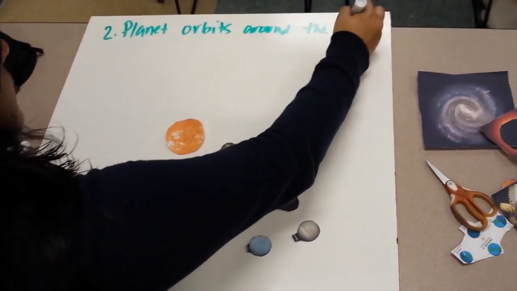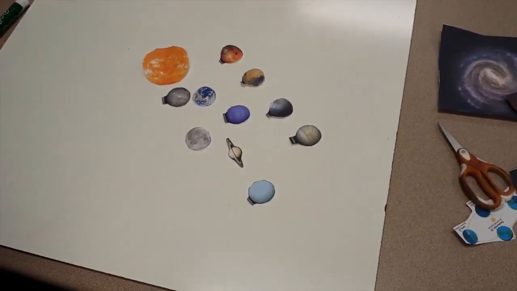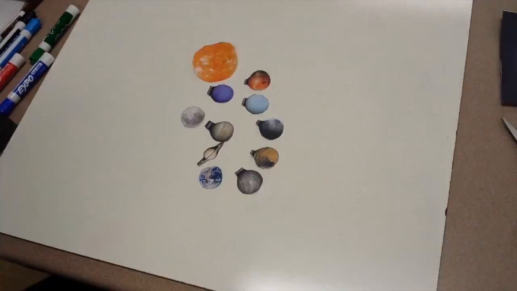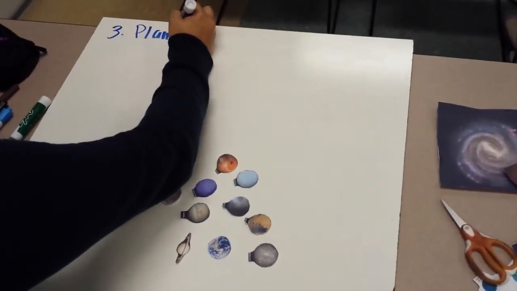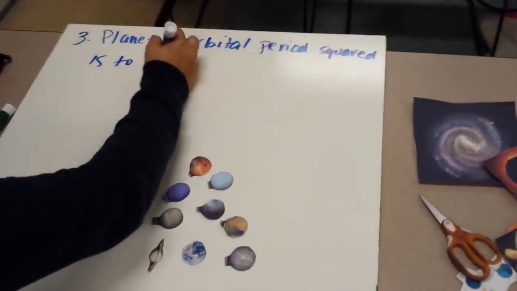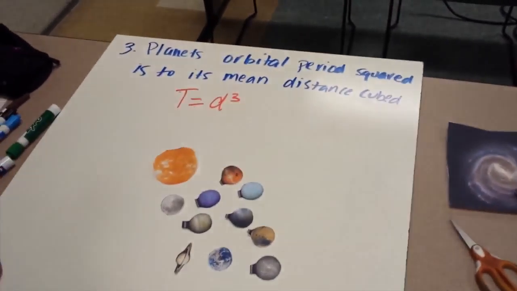The second law was that the planets orbit around the sun at different speeds, and you can see how they're all moving at different speeds. Please don't relate to this because it's not to scale. And the last law that he made was that the planet's orbital period squared is proportional to its mean distance cubed, and you can see the formula right there.